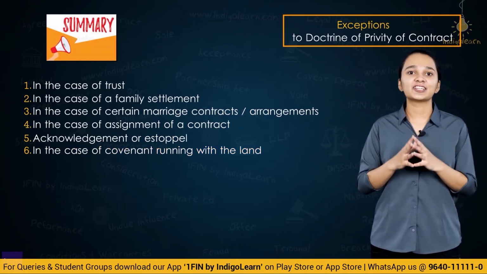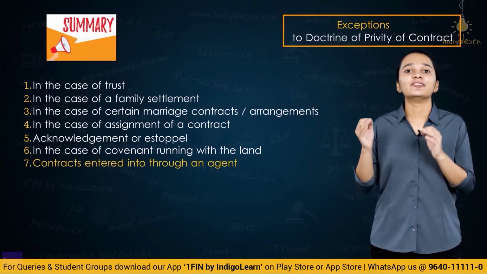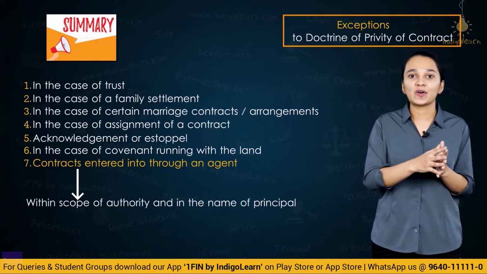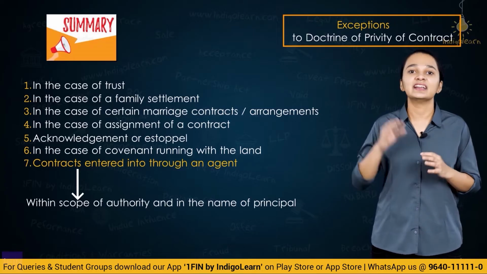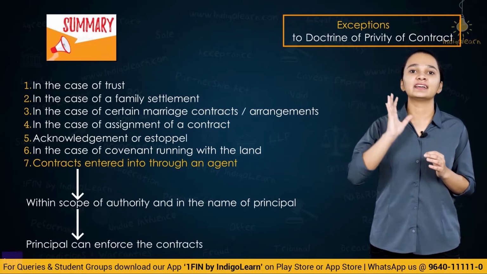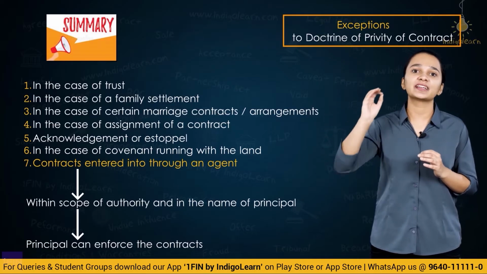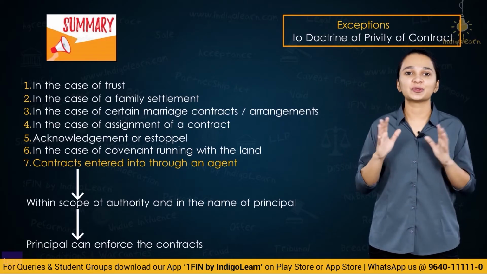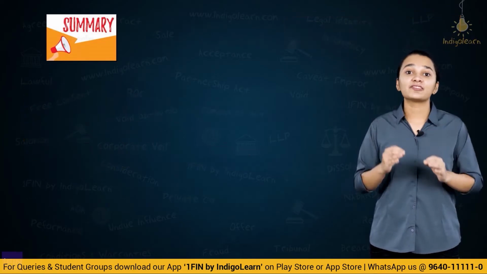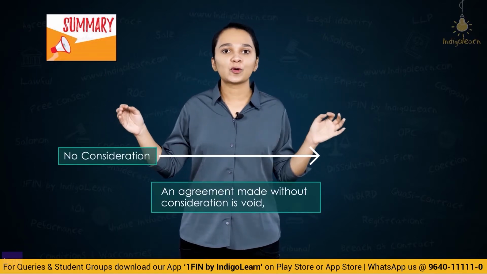And finally, in case of contracts of agency, when the agent works in his authority and on behalf of the principal, in the name of the principal, the principal is bound by the agent's contract, and the principal can also sue upon the contract though he is a stranger to the contract. And after this, we have understood a very important rule which said that no consideration, no contract.